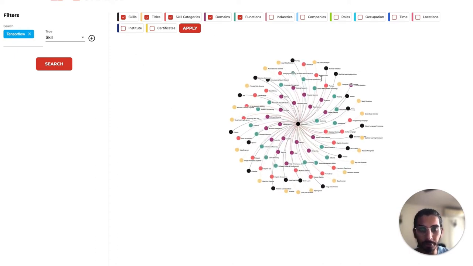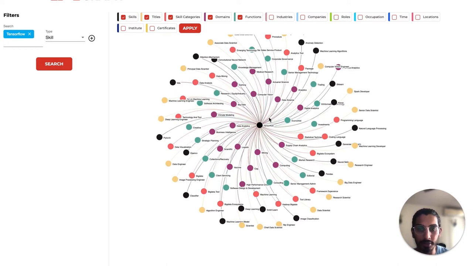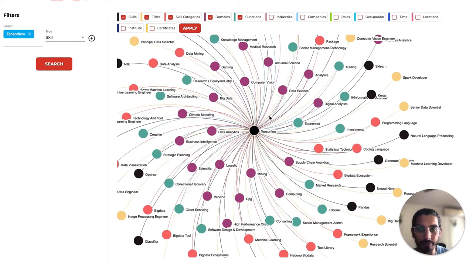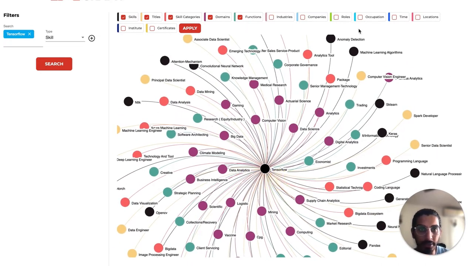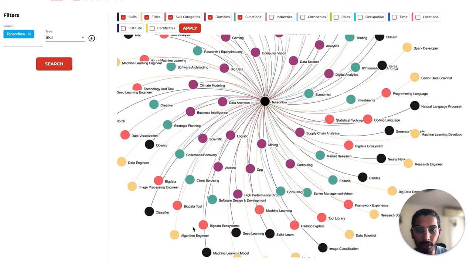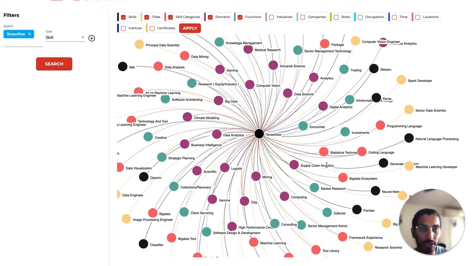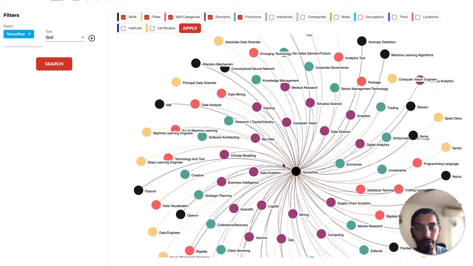And what you do see is related skills, related titles, the skill category it belongs to, domains it belongs to, and functions where this skill is being used actually. So let me zoom and let's understand what all are the connected skills. You do see the connected skills are Keras, natural language processing, neural networks, pandas, attention mechanism, anomaly detection, machine learning algorithms, PyTorch, OpenCV, scikit-learn, image classification are some related skills with respect to TensorFlow.